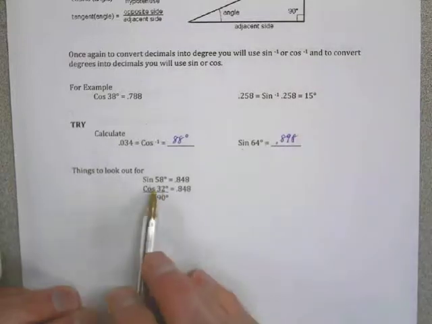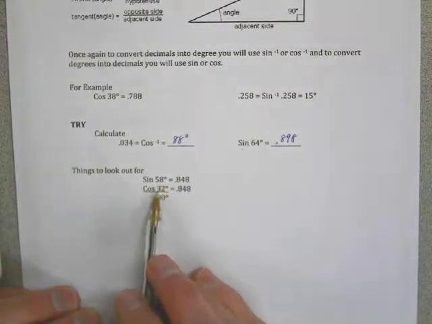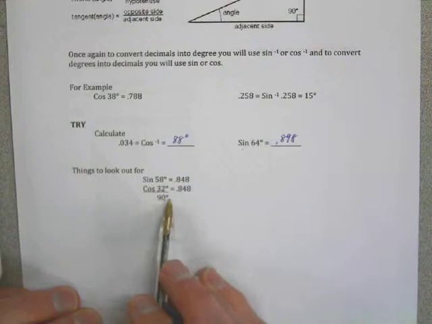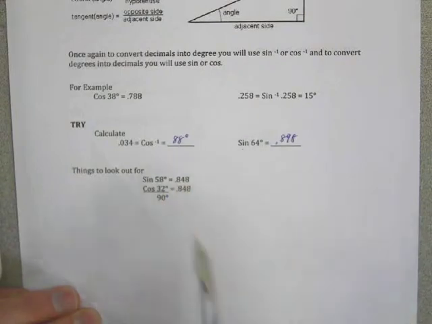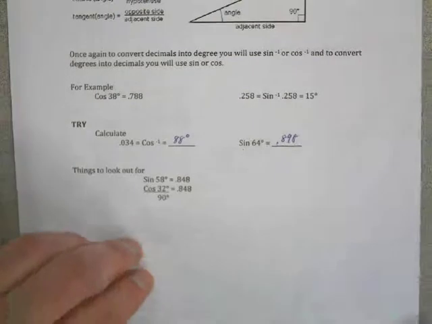And one thing to look for is when sin 58 and cos 32 add up to 90 degrees, which are the other two angles in the triangle, and they're both the same numbers. Just something to remember.